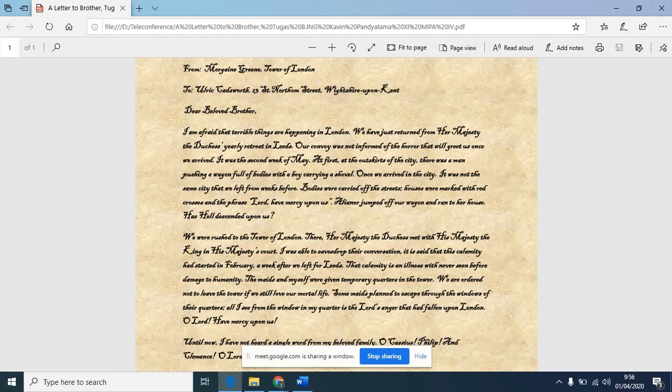All I see from the window in my quarter is the Lord's anger that has fallen upon London. O Lord, have mercy upon us. Until now, I have not heard a single word from my beloved family. O Cassius, Philip, and Clement, O Lord, please spare them from your wrath. This morning, we were informed that His Majesty the King and his companions had left London with the veil of the night.